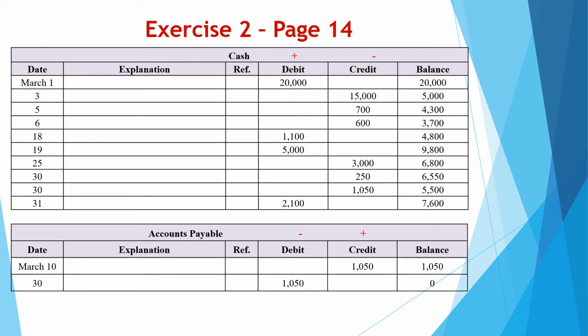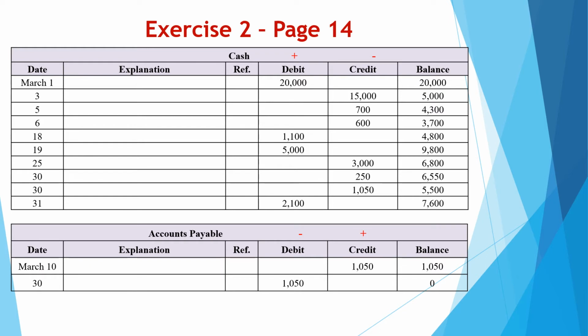The next date the cash appears in the general journal is on March 6th. It is in the credit as well for $600. So we transfer this 600 to the general ledger, and we make the following calculation to find the new balance. 4,300 minus 600. The new balance is 3,700.